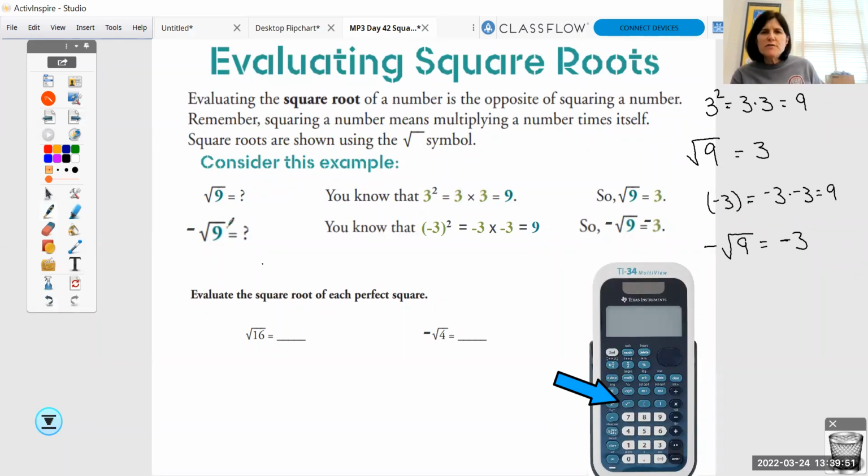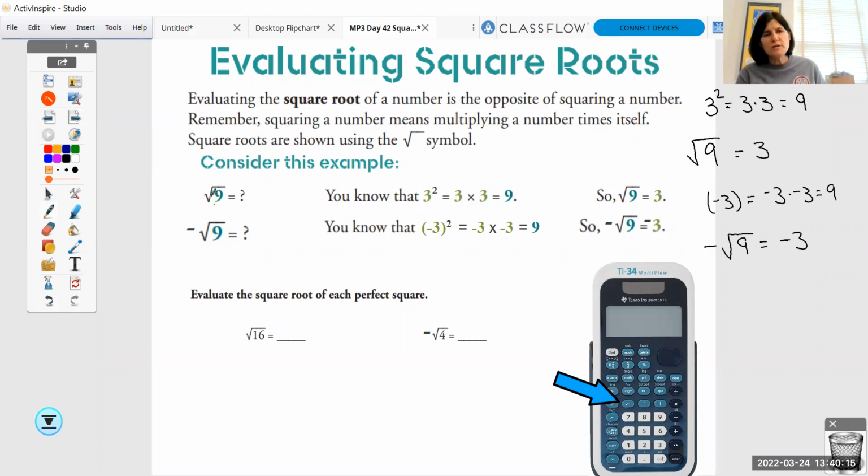So your notes have all this written down. They say that when we evaluate a square root, remember, evaluate means coming up with a number. It is the opposite of squaring the number. Squaring means multiplying a number by itself. So square root is what number is multiplied by itself to get that answer. Square roots are shown using the radical sign, also known as the square root symbol.